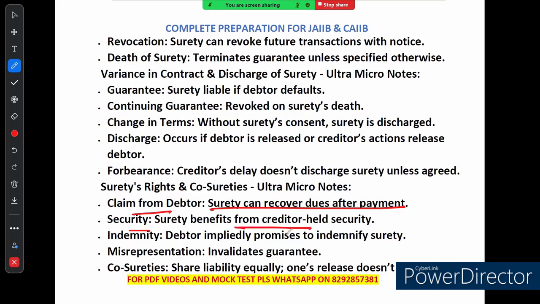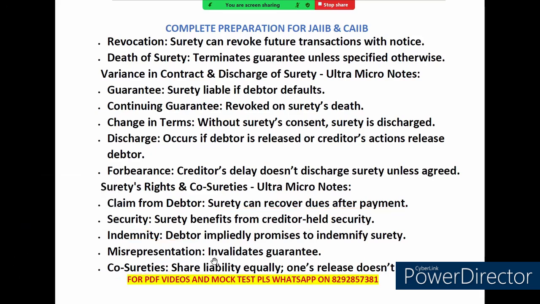Right? Then the debtor is implicitly required to indemnify the surety. And if there is any misrepresentation, the guarantee becomes invalid. Remember, invalid guarantee because of misrepresentation. And if there are co-sureties, meaning multiple sureties, they share the liability equally, and if one is released, it does not affect the other. So remember, they are co-sureties, they share liability equally.